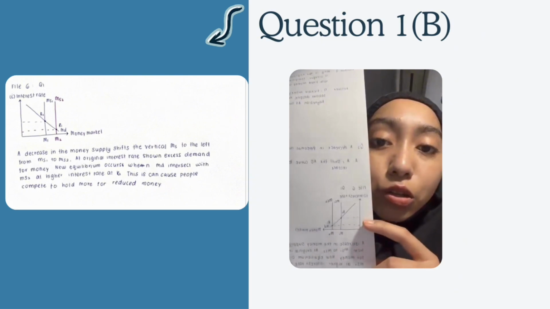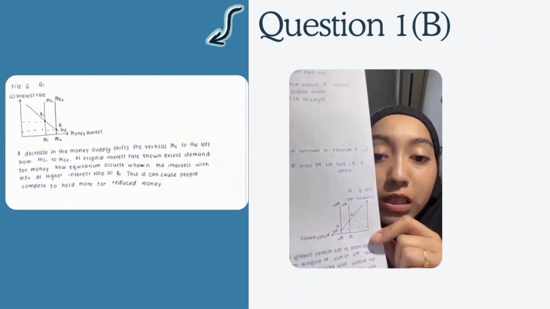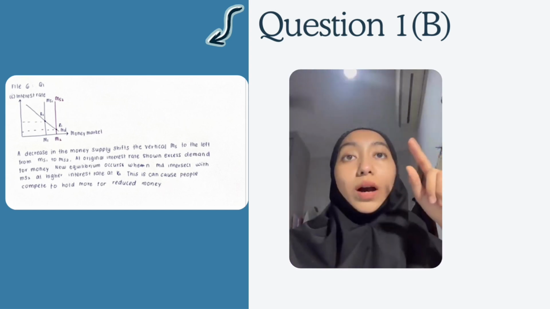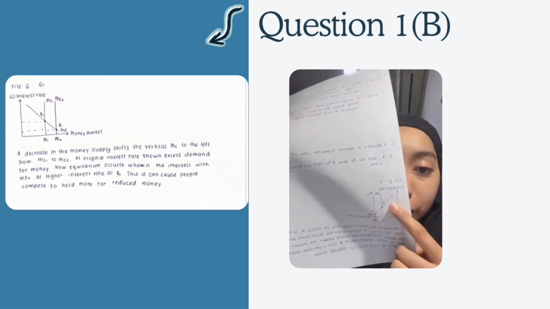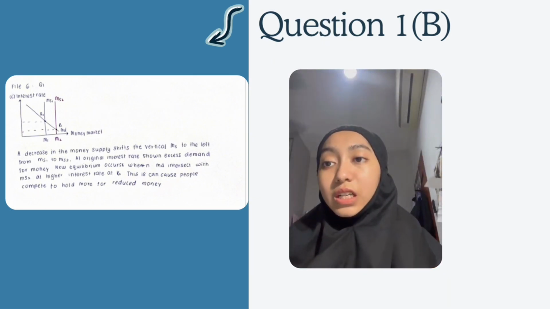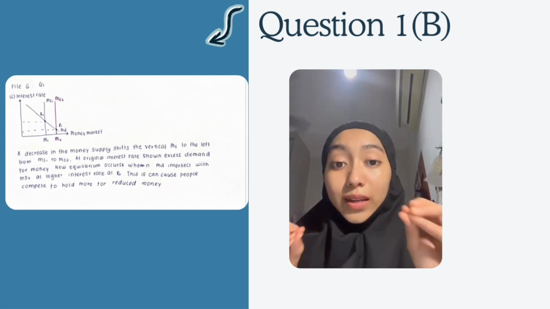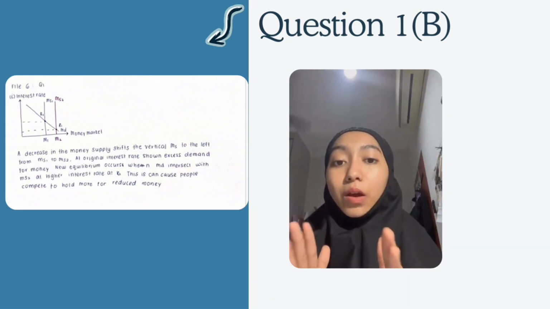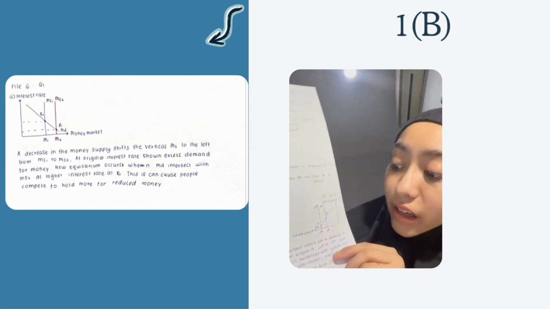So first you need to make a diagram where your Y is the interest rate and your X is the money market. Okay, can you take a look at that? The question mentions: explain the effect of the decrease in the money supply on the interest rate. So when they say decrease, the money supply will shift to the left.